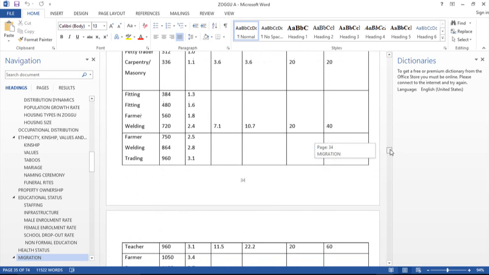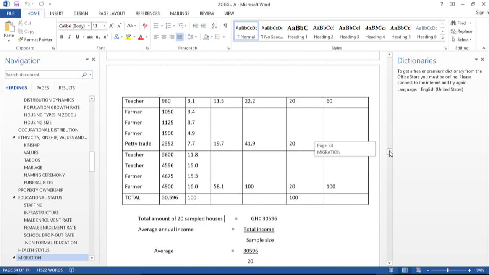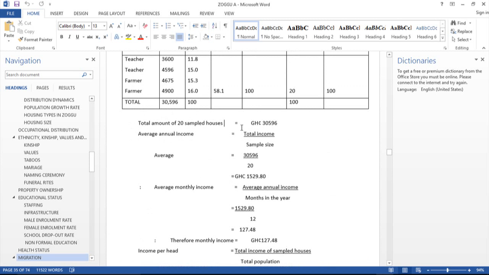So you could see from the neatly drawn table here that in the first column we have the petty trader, the teacher, another petty trader, then a carpenter or a mason. Then we have their income also in that order. So you are going to get 4 people in each group, and you are going to get 5 groups in all. The first calculation that you got to do is to add their total annual income, from the first to the last person on the list. You could see from our table that the annual income of the people was 30,596 Ghana cedis. That's for the 20 households.